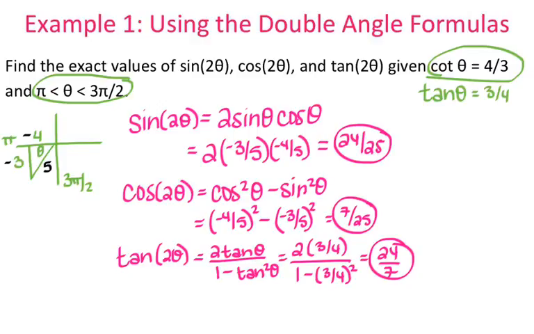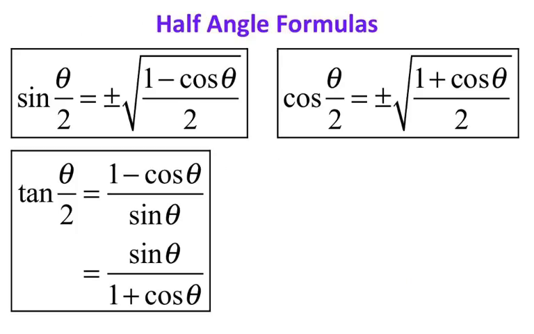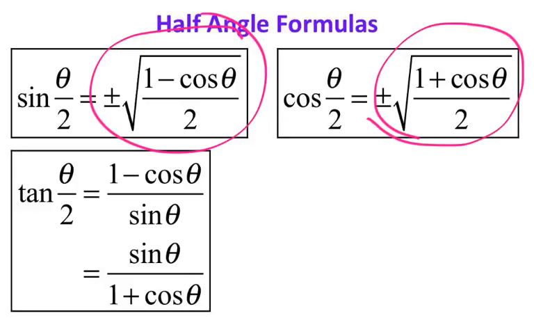Alright, so there's that first example using the double angle formula. Next thing we're looking at are half angle formulas. So I have sine of theta over 2 is plus or minus this expression, cosine of theta over 2 is plus or minus this expression, and then tangent of theta over 2, you have two choices to choose from.